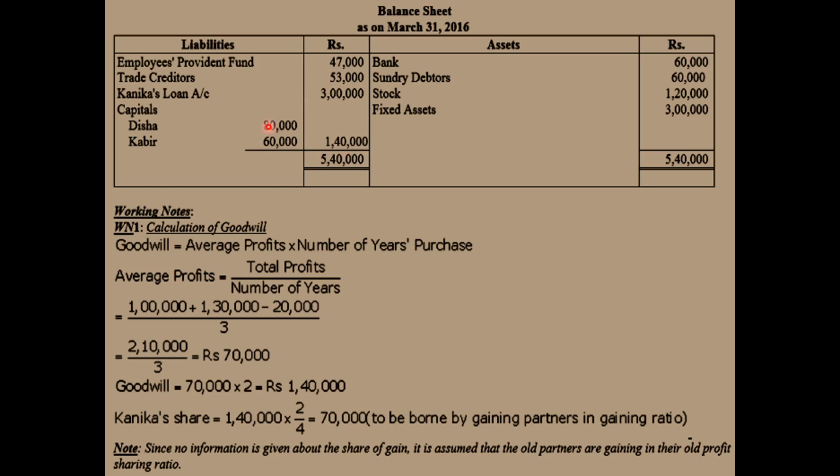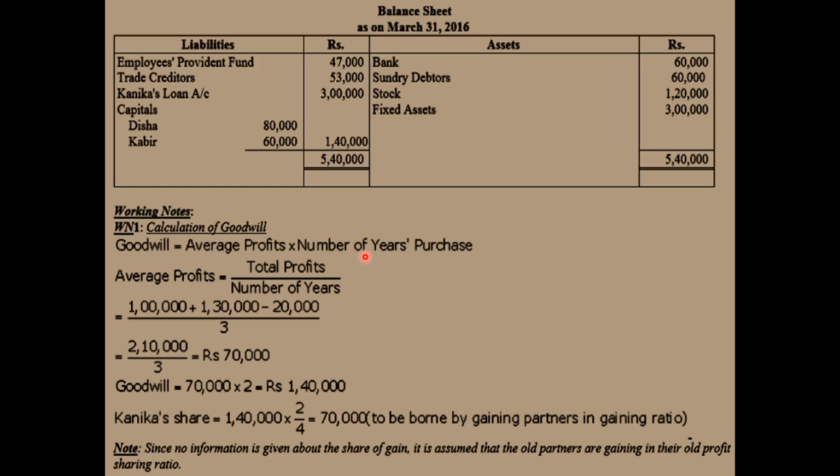But here they are running their business, so therefore their current capital is 80 and Kabir's capital 60, and 1,40,000 came. On this side, all remain the same. This time bank balance remains unchanged because there is no cash outflow or inflow. Debtors unchanged, stock here changes as per the revaluation figure, fixed assets also at the revaluation figure we are taking here. So this way the numerical problem is easy, very simple, everyone can do.